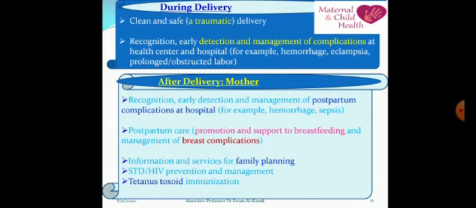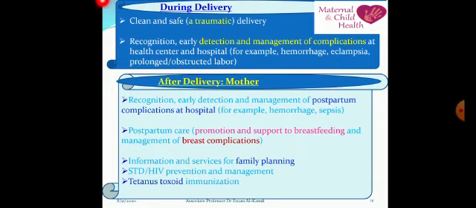During delivery, she should have a safe atraumatic delivery to ensure that we will have no complication, and detection when the mother has a complication during delivery in order to refer her to the hospital. Also, after delivery, as we mentioned, detection of any complication in the postpartum period, any infection or bleeding.